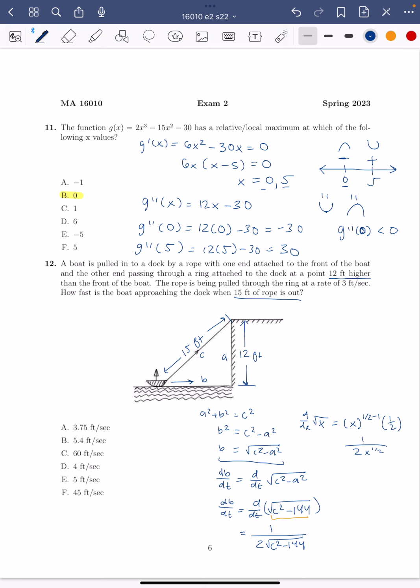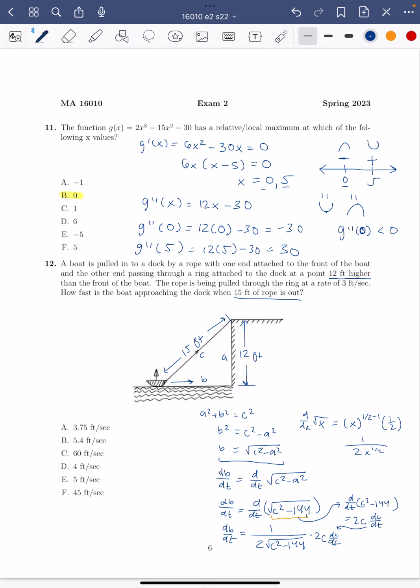Again, chain rule, because there's something inside the square root other than an x or a constant, so we need to take the derivative of this inside stuff. The derivative with respect to t of c squared minus 144 is 2c dc/dt, because we don't know what c is in terms of t, so we need to use implicit differentiation and add that dc over dt term. So we multiply this with what we found earlier, times 2c dc/dt equals db/dt.